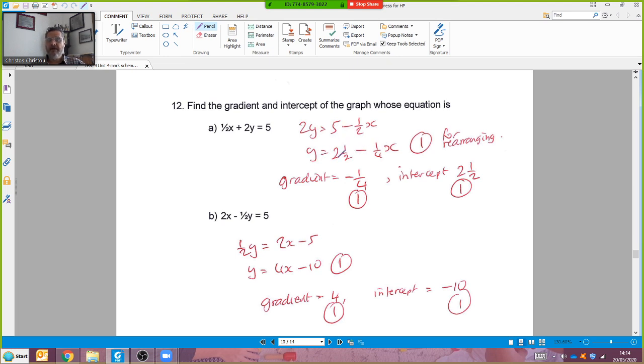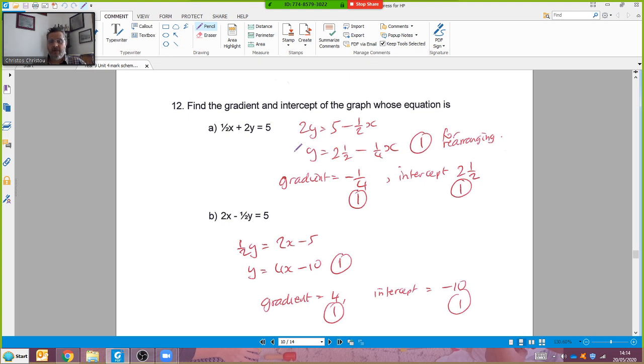Half of 5 is 2.5. So my intercept is 0, 2.5, or just 2.5. And my gradient, well, 1/2 of 1/2 is 1/4. So it's -1/4. So it's 3 marks. 1 for successfully rearranging, 1 for the gradient, and 1 for the intercept. So it's quite generous.